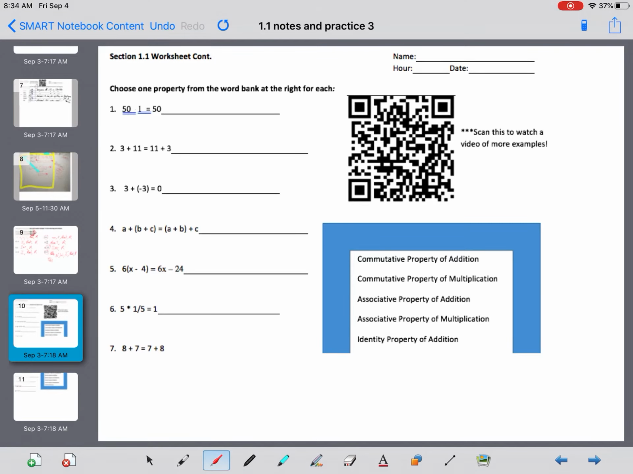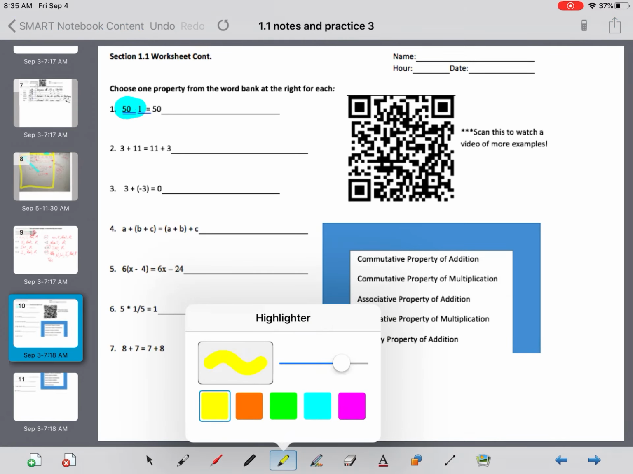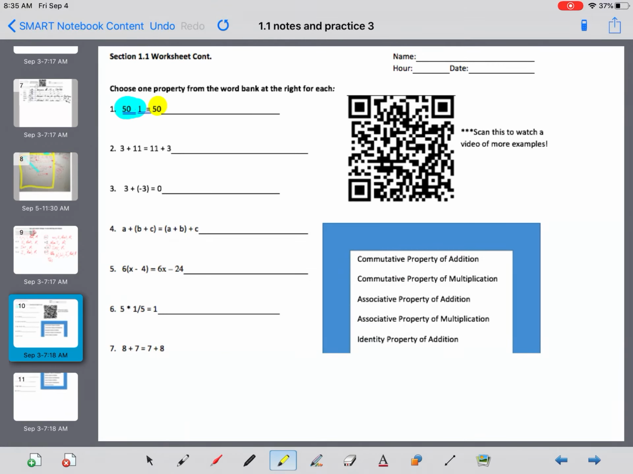This is the second page of your practice for 1.1. Choose one property from the word bank at the right for each problem. So remember what we're doing here is we're comparing what happens on the left compared to the right. Now you're going to have an equal sign in between the left and the right side, but what's different between the left and the right side?